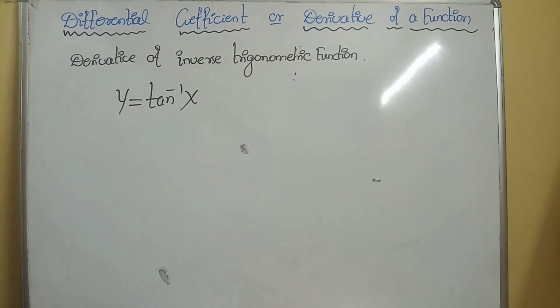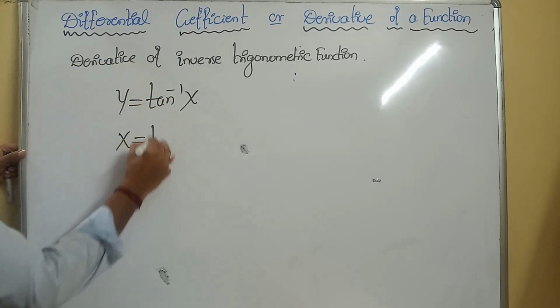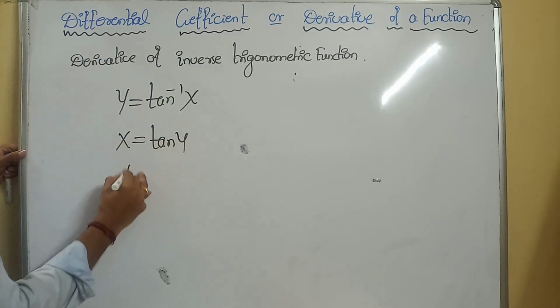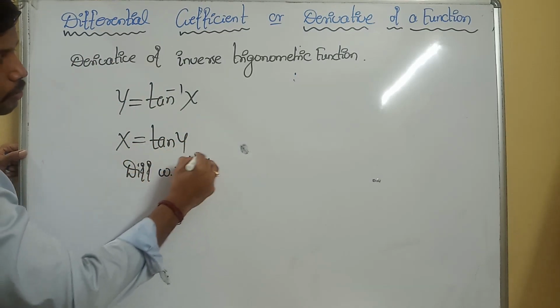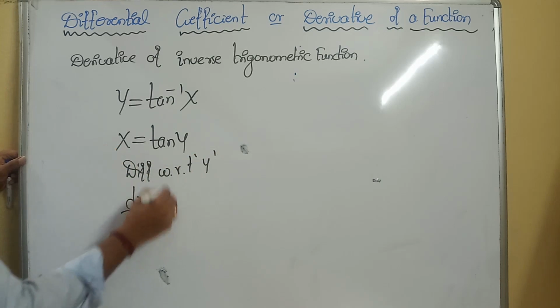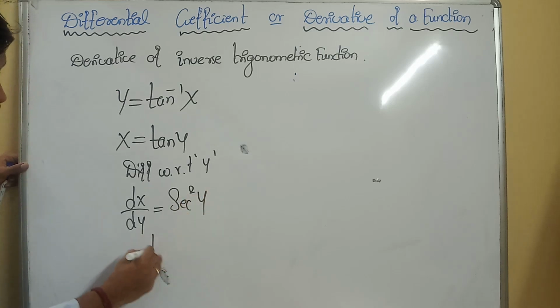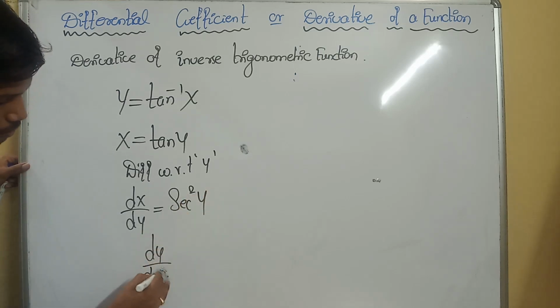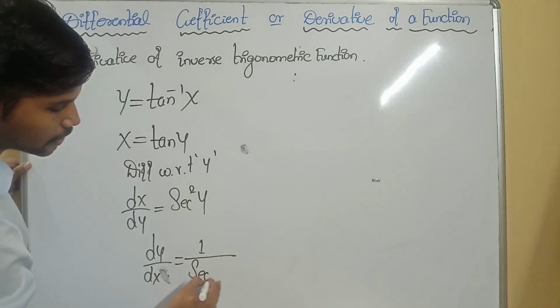Next one is y is equal to tan inverse of x, which means x is equal to tan y. In a similar manner, differentiating with respect to y, what is dx by dy? What is the tan y derivative? Secant square y. Taking reciprocal, dy by dx is 1 divided by secant square y.